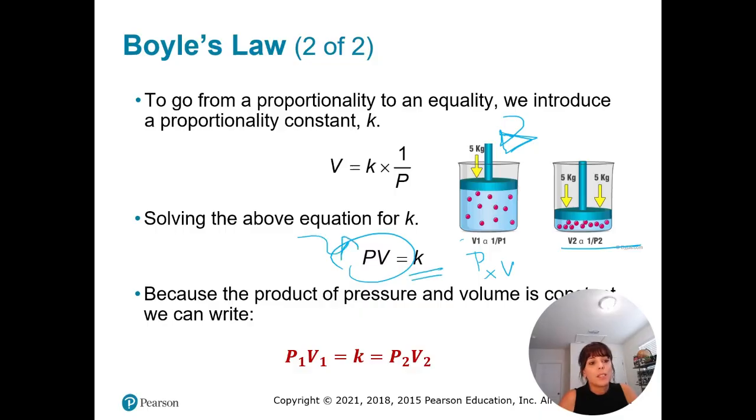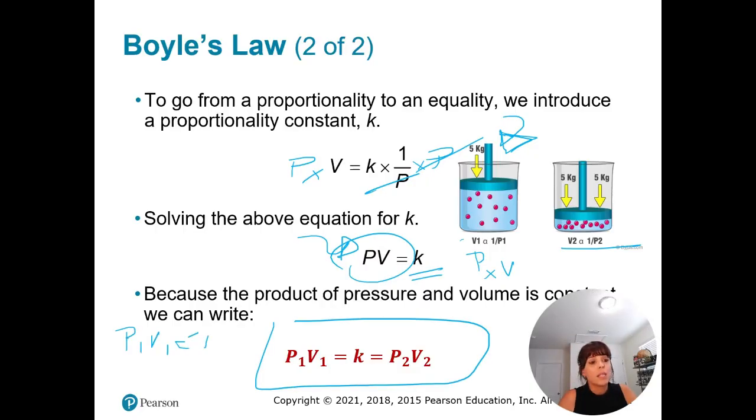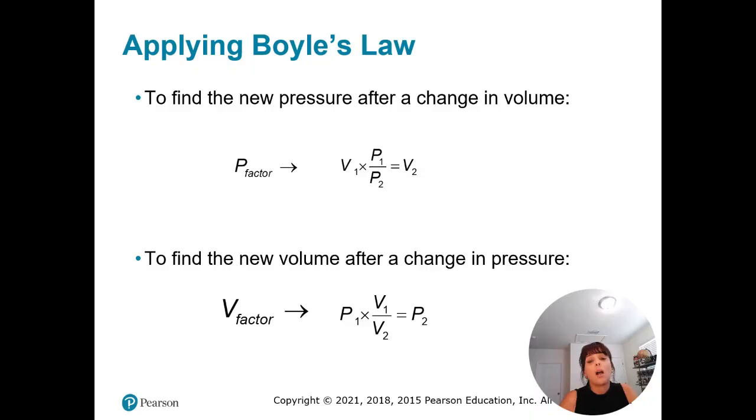And this statement, the equation over here, the only thing that we did was multiply both sides by P, so the P cancels out. So I have the constant equal to PV. That is the formula. So I can say that P1V1 is equal to P2V2. That is Boyle's law. And how to apply it.